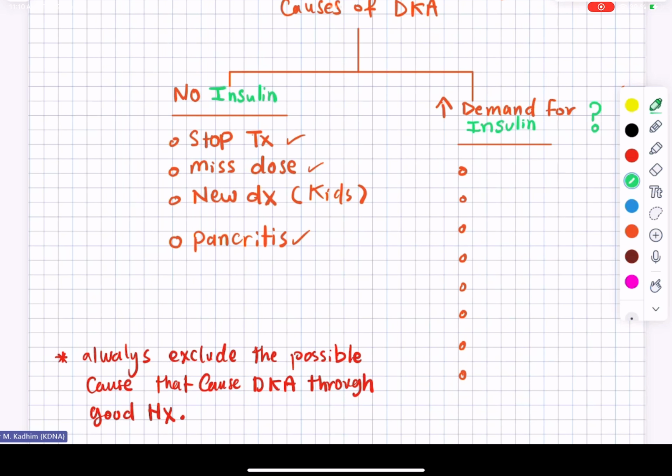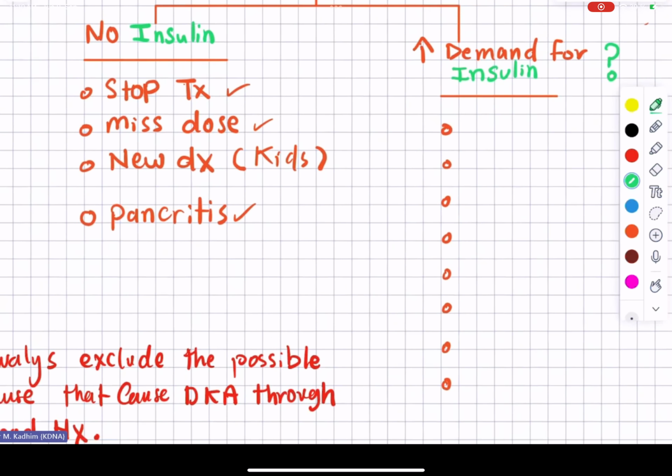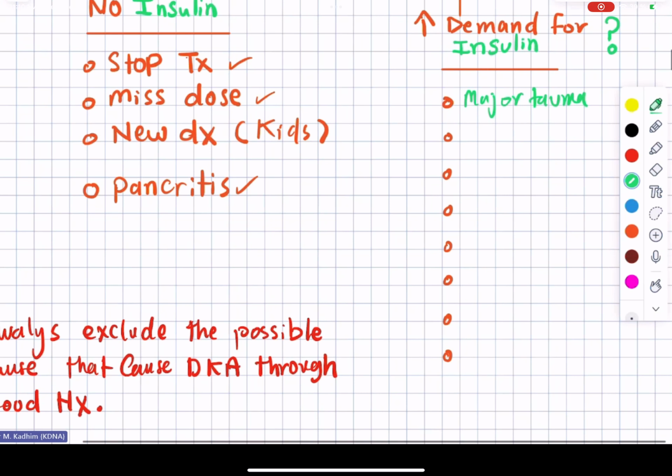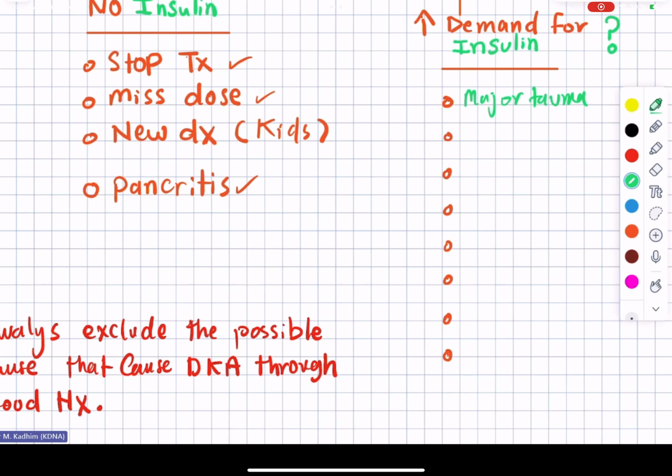For the increase in demand for insulin, any ideas how it can cause DKA? I'll start with major trauma, and anyone can participate. Infection, yes, that's correct. What else? Any kind of stress that can increase the demand, such as surgery.